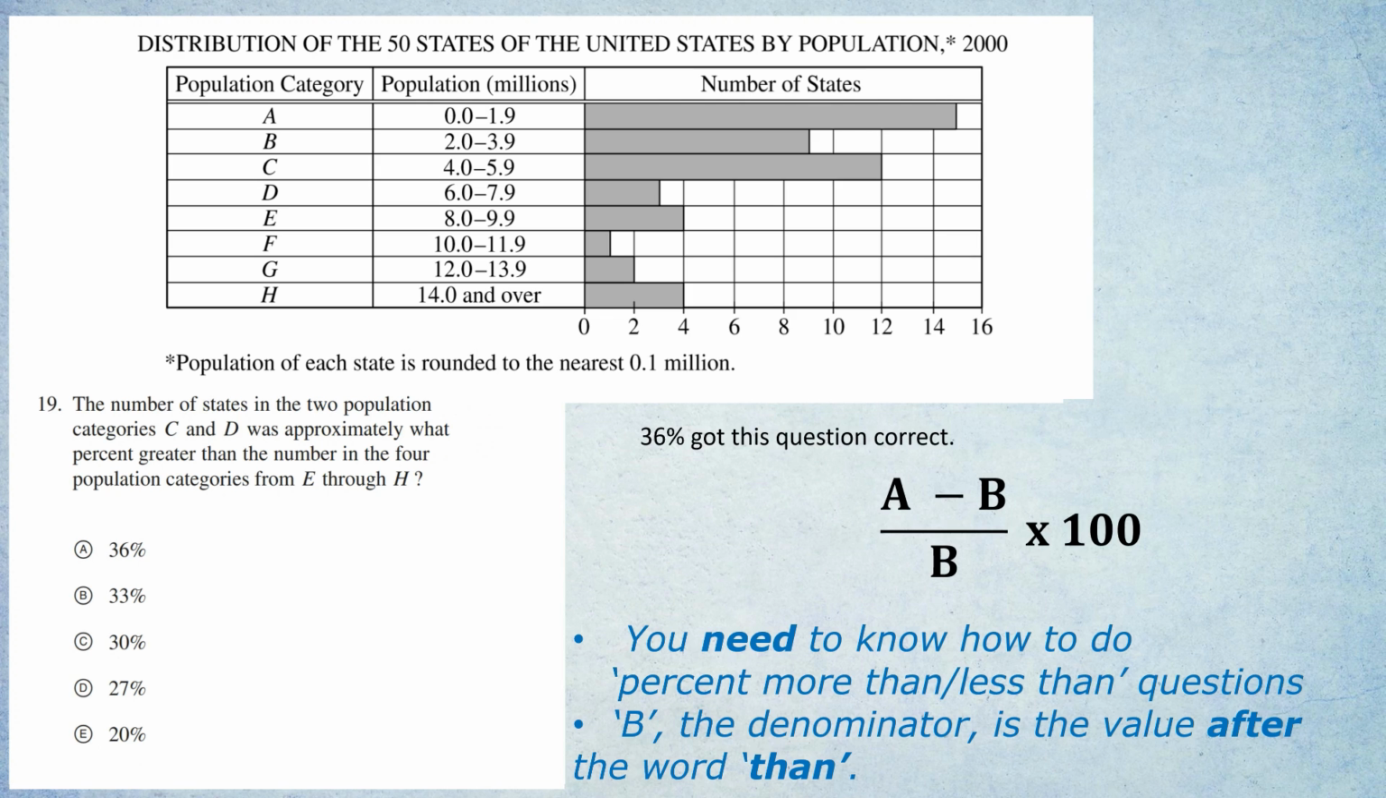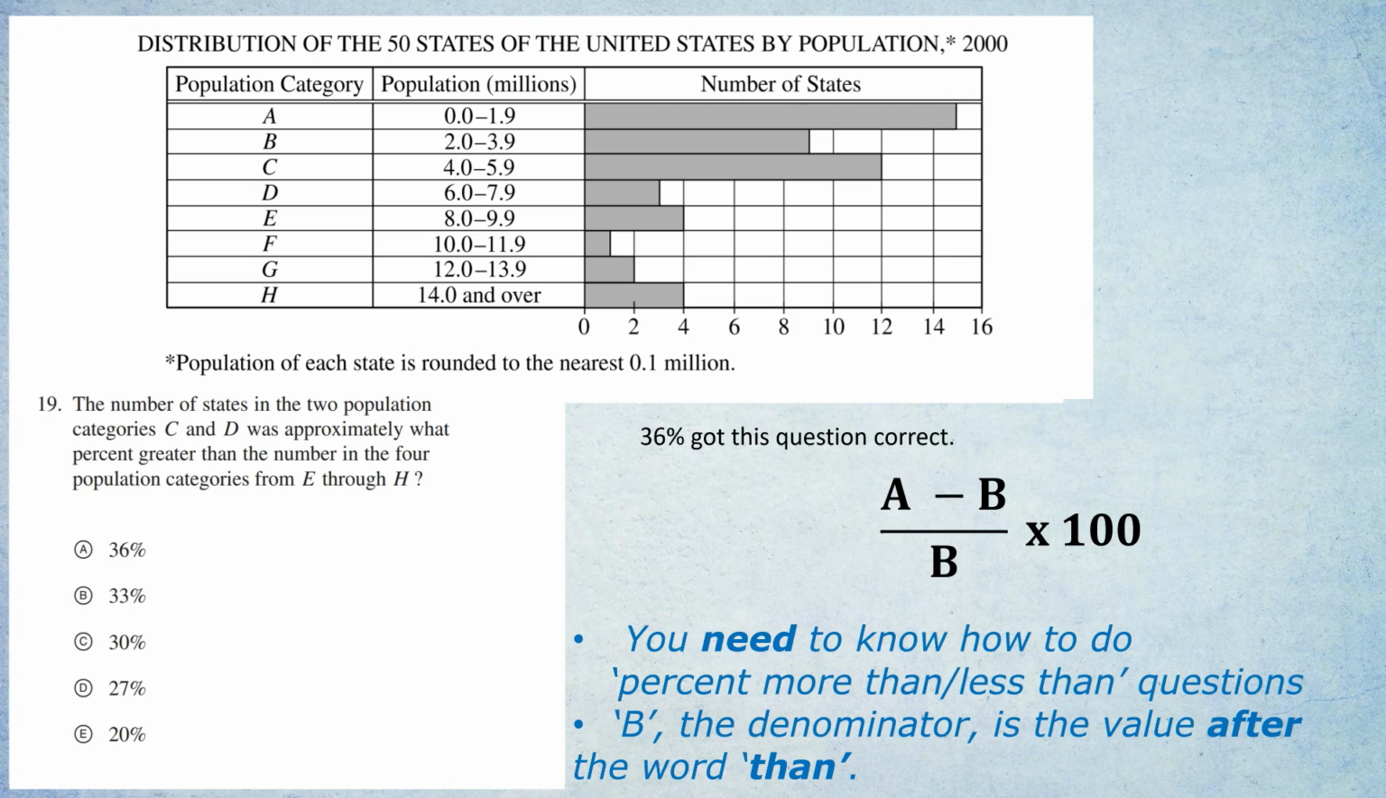The question says, the number of states in the 2 population categories C and D was approximately what percent greater than, and that's the key phrase, what percent greater than the number in the 4 population categories from E through H. Now, I've done a separate video on percentages, but I wanted to cover this particular type of question here, because it comes up so much. There are multiple methods for solving this. You can do A over B times 100 and then take away 1, or you can use this formula.